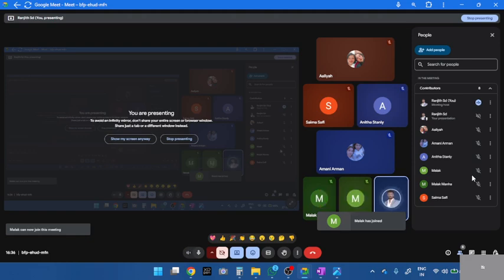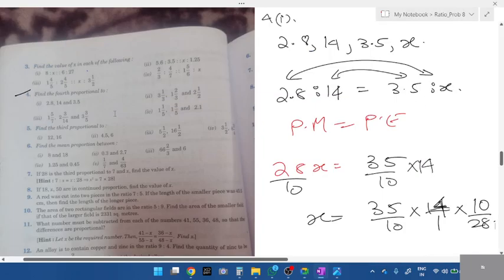Malak and Mana, can you all see the screen? Okay, start this, students. Fourth main, first one. What is missing in the fourth main, first one? Which proportion we need to find? Fourth proportion. So if fourth proportion is not given, what do we take, students? We take it as x. Completed.